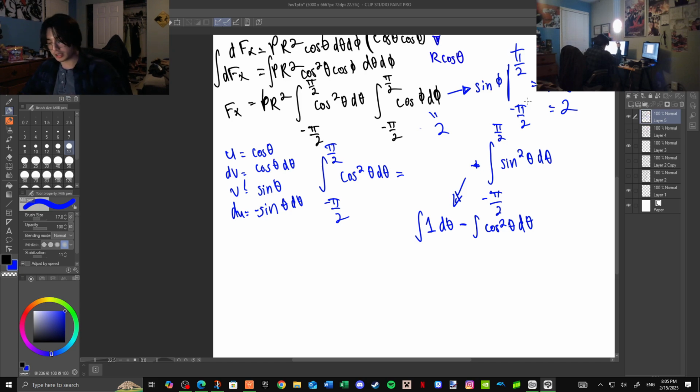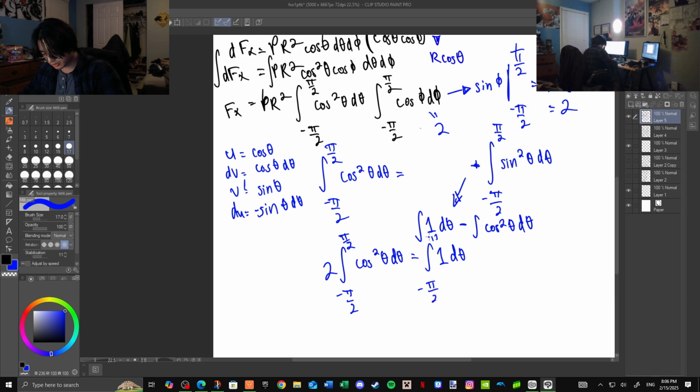So we can move this integral to this side, and that'll give us 2 of the same integral, so we can just put a 2 in front of it to represent that there were 2 of the same integrals, and rewrite the equation. And all we have left on this side is the integral of 1 d theta with the bounds negative pi over 2 to pi over 2.